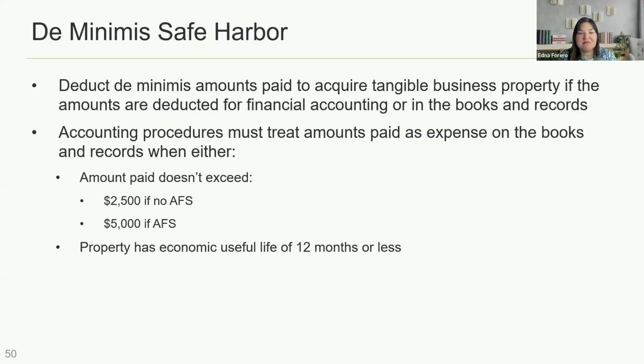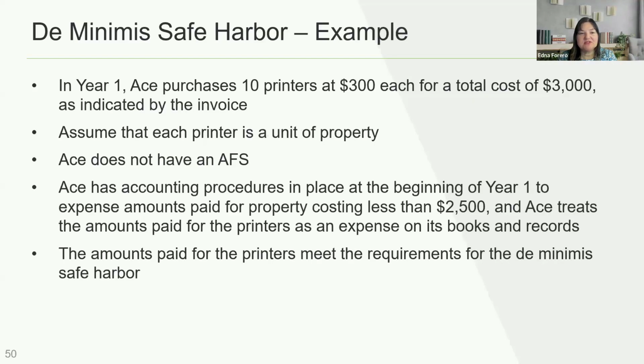So the property must have an economic useful life of 12 months or less. Meaning it's not an item that may last more than 12 months, okay? So look for those numbers.